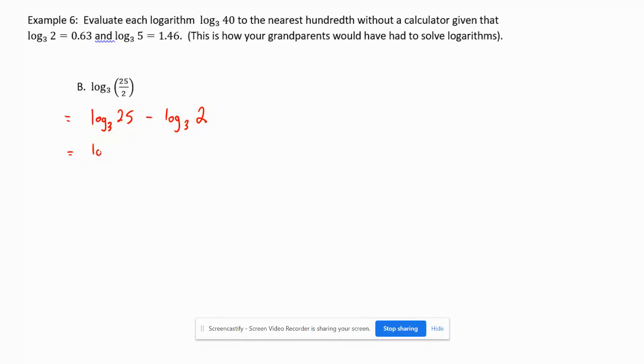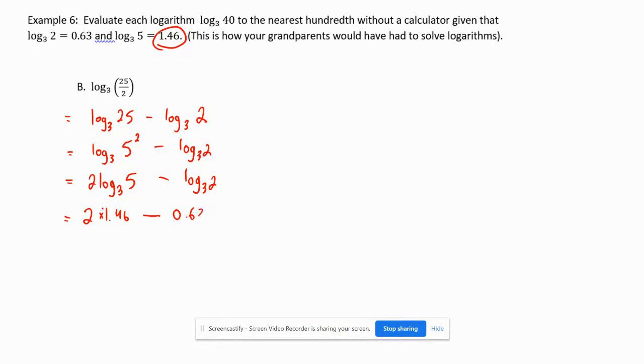25 is 5 squared. The 2 is going to come down. Okay, so now it's going to be the same thing that we did in the last one. So 2 log 5, and log 5 is 1.46. So 2 times 1.46 minus 0.63. 6 times 2 is 12, carry the 1. 2 times 4 is 8, plus 1 is 9. 2.92.